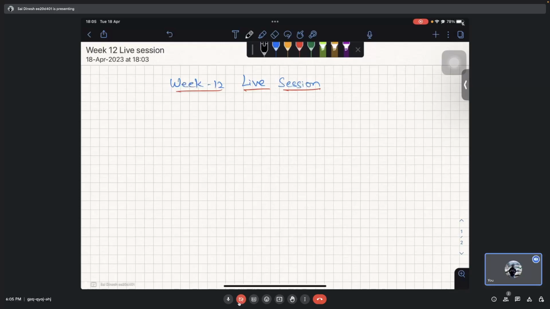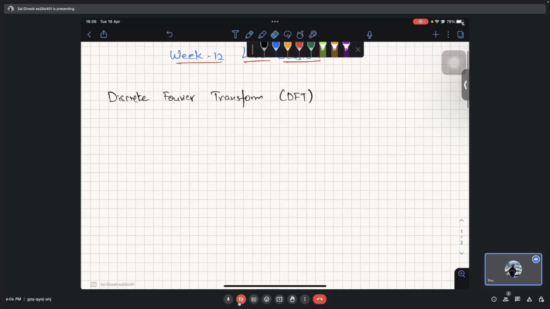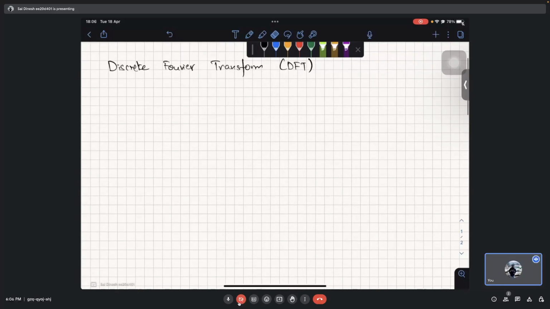Okay, so in this lecture we will be talking about the discrete Fourier transform, known as DFT. Before we talk about that, let's briefly review the older ones. First, we see that there is a continuous one.